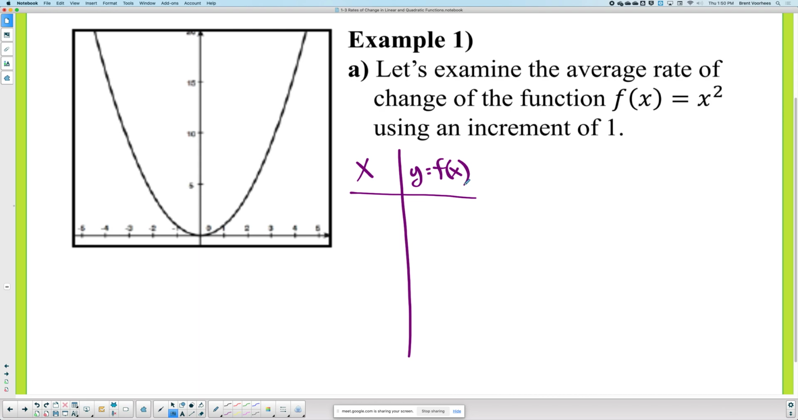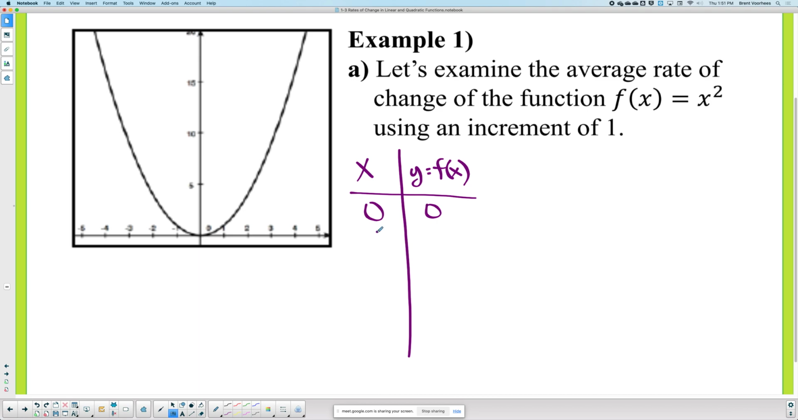Okay, so our x column, it says use increments of 1. I don't like using negative numbers as much as using zeros and positives, but we can if you want. Are you okay if I just start my table at 0? Yeah. All right, let's start with 0, and we're going to plug into the equation. So if 0 is our x, f of 0 would be 0 squared. What's 0 squared? 0. Put 0 there.